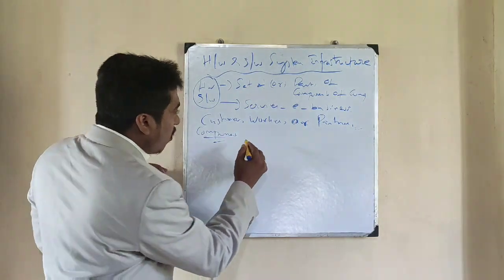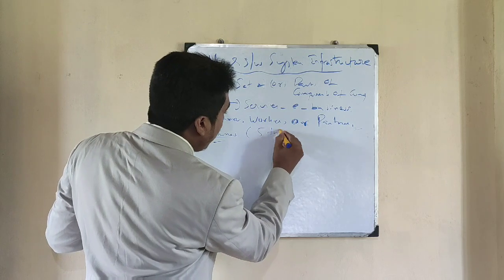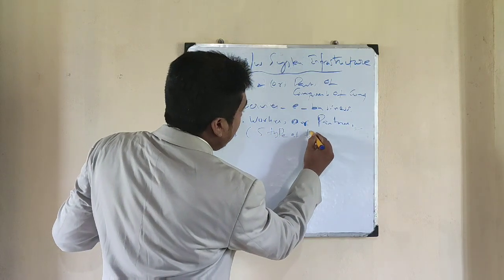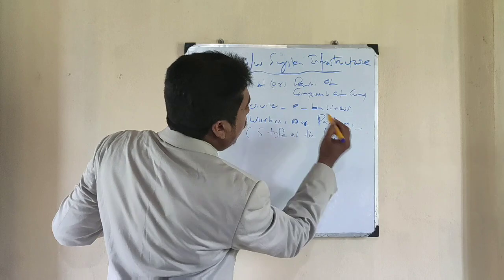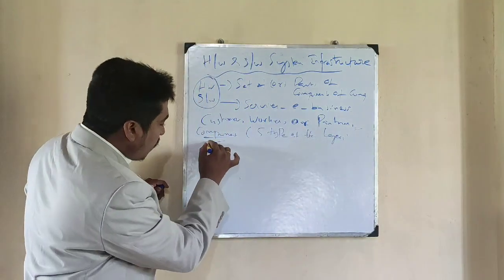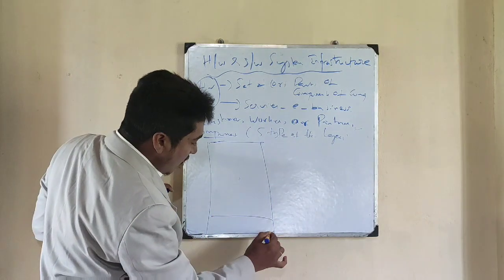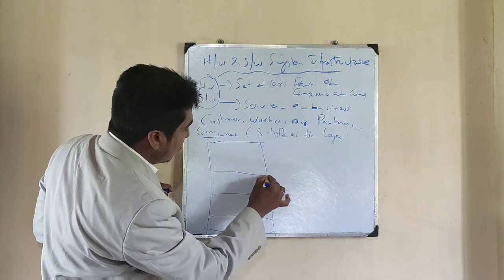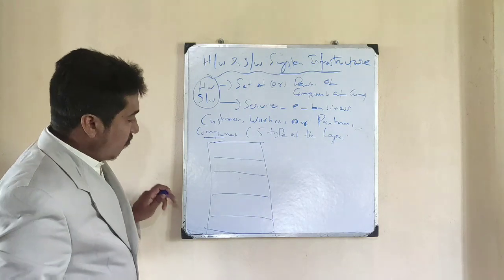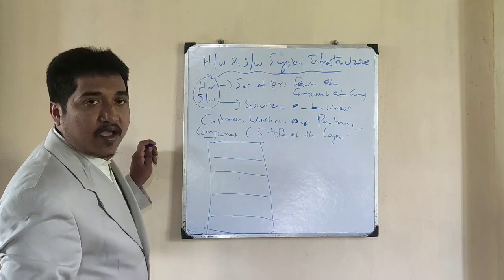Here, for the components, we are going to talk about five types of layers. What are the five types of layers? Here we have to draw the diagram. Suppose this is the diagram. This is one layer, second layer, third layer, fourth layer and fifth layer. We have 1, 2, 3, 4, 5 layers.